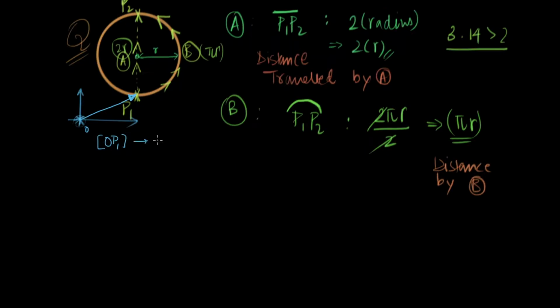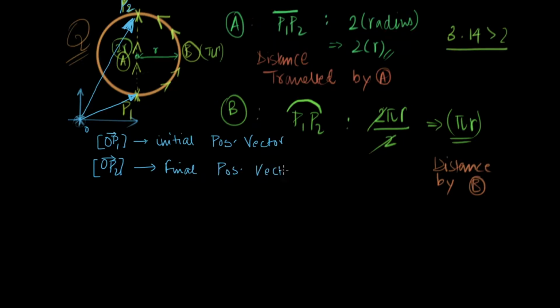This is my initial position vector. My second vector, or the terminal position vector, would be from point O to P2. This is P2. That would be something like this, and that would be the vector OP2. That would be the final position vector. So there you have it, the initial and the final position vectors across the motion that we want to consider for both persons.